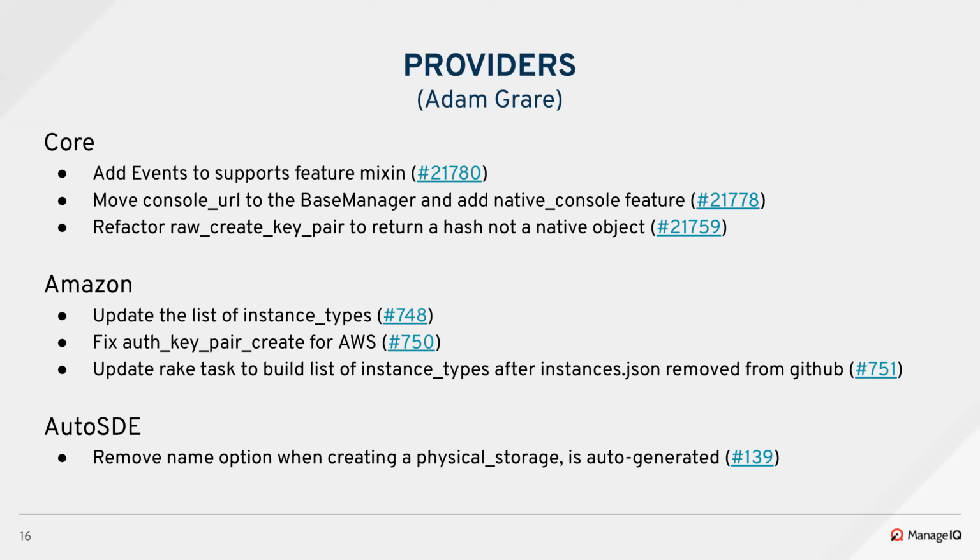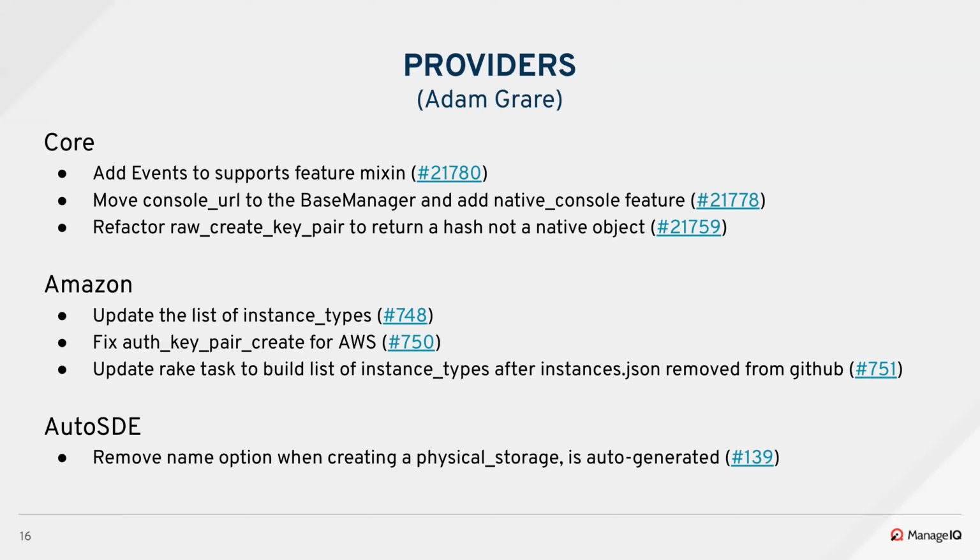For Amazon, we updated the list of instance types or flavors and found a couple of interesting issues out of this. The service that we were using to get the list of instance types changed how they're listing them. They no longer commit the JSON file of all of the instance types to GitHub source control. So we had to move where we're checking for the list of types out of GitHub and moved it to checking their hosted site.